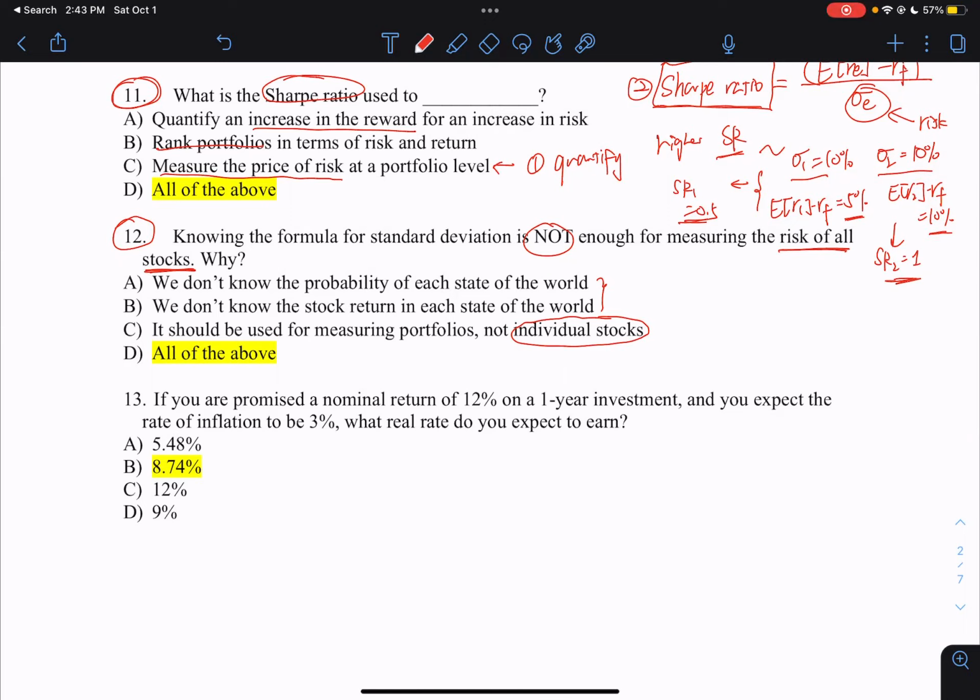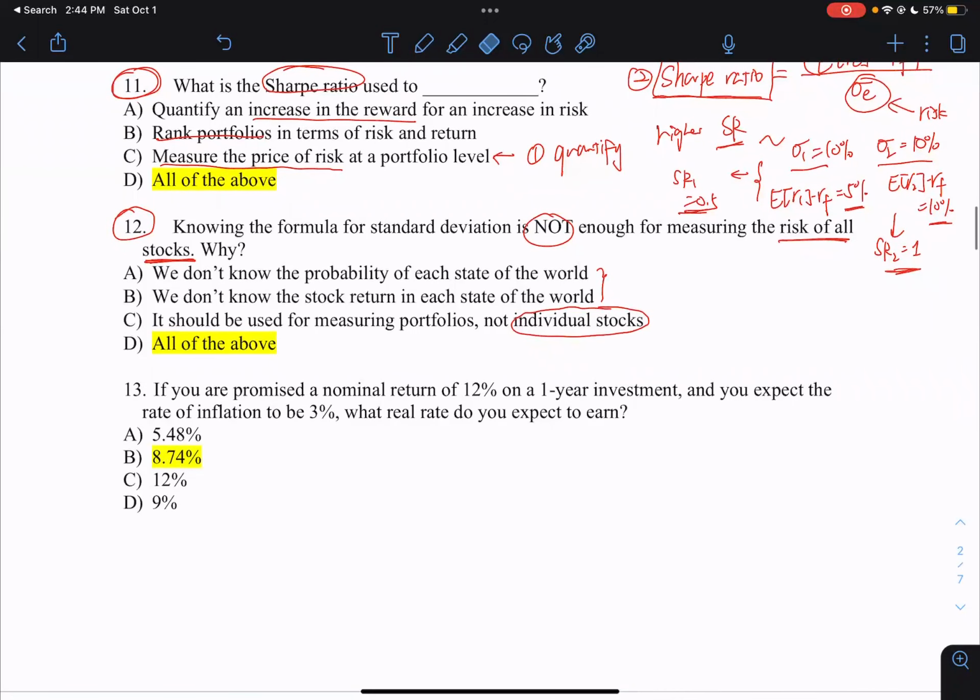Maybe you know how to calculate the standard deviation. You can measure the risk of a portfolio, which includes a lot of stocks. That's fair. You can say, well, roughly, it's a good estimate. I think I can accept it. But if you say, okay, I'm going to use the standard deviation to measure the risk of all the individual stocks, then that will be wrong.